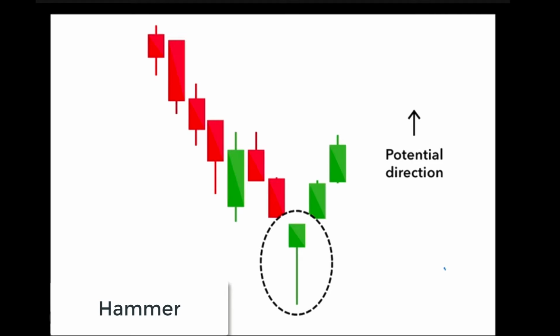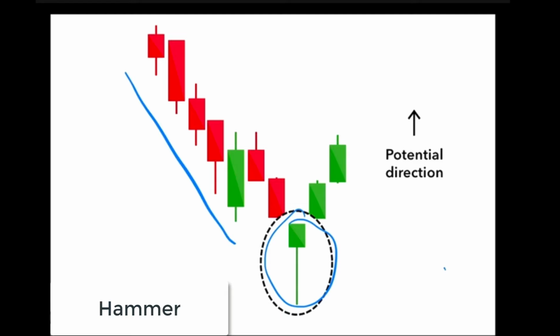So now we'll actually go through 6 bullish candlestick patterns, and then we'll go through 6 bearish candlestick patterns. So the first bullish candlestick pattern that we're going to go through is called the hammer. Now the hammer candlestick pattern is formed of a short body with a long lower wick, as you can see right here, and is usually found at the bottom of a downward trend.